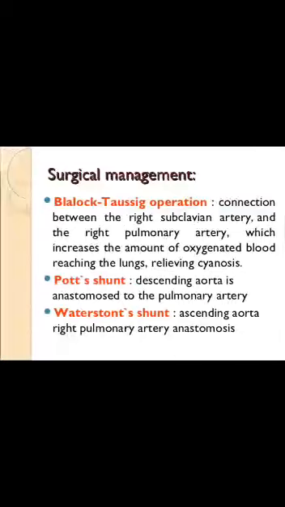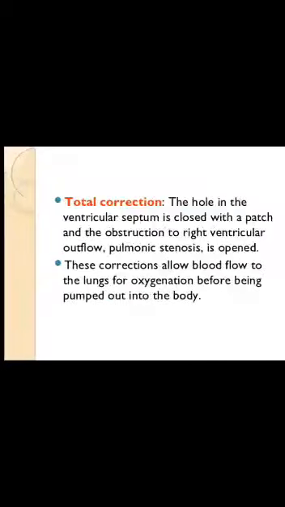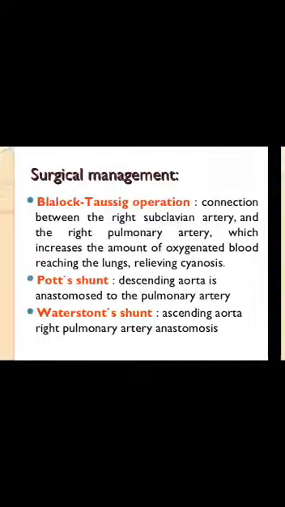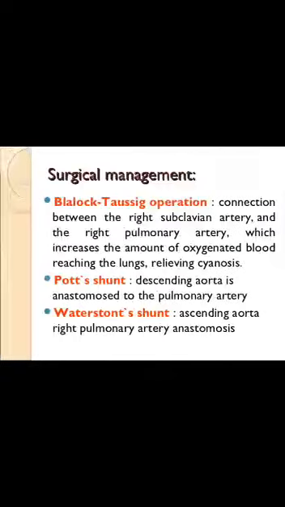Then the Potts shunt: the descending aorta is anastomosed to the pulmonary artery. That is the Potts shunt. Then the Waterston shunt: ascending aorta to right pulmonary artery anastomosis. We can correct the TOF.